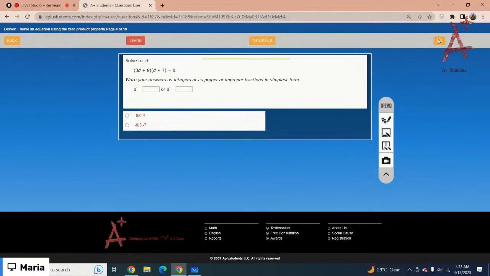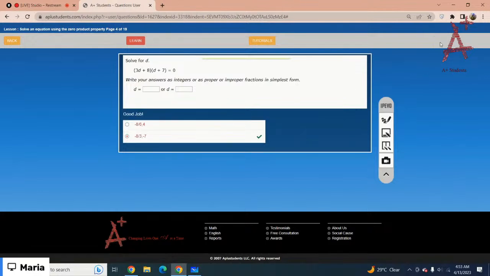Okay, the next one is 3d plus 8 times d plus 7 equals 0. So which is the correct option? Just equate both the factors with 0. So the correct option is option number 2, negative 8 over 3 and negative 7. Got it? The second option is the correct option.